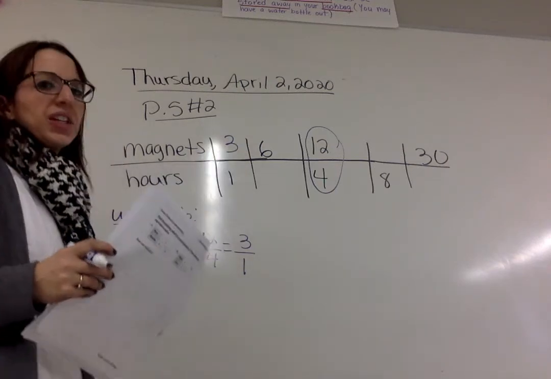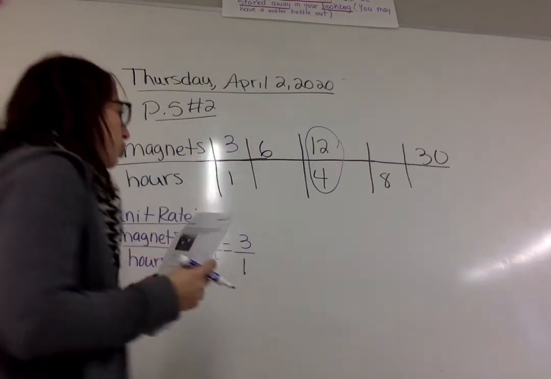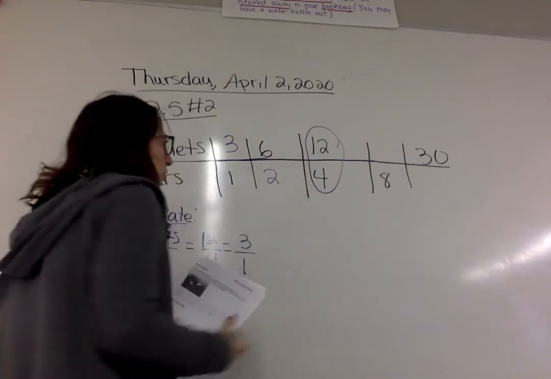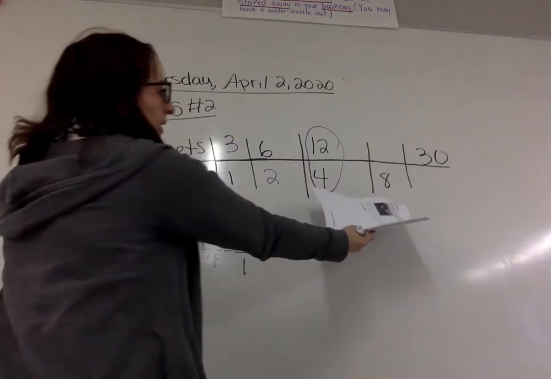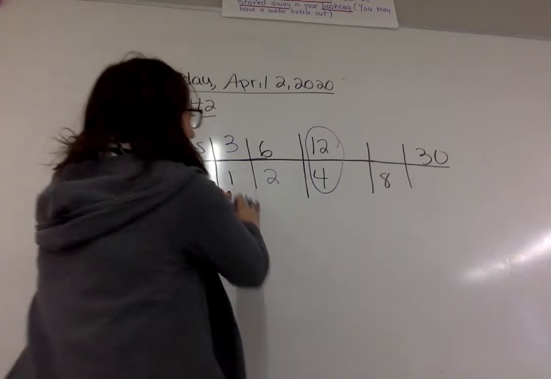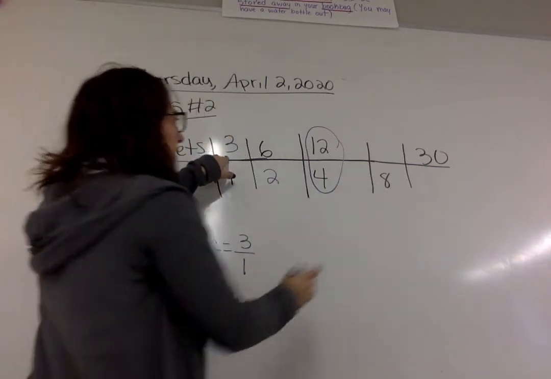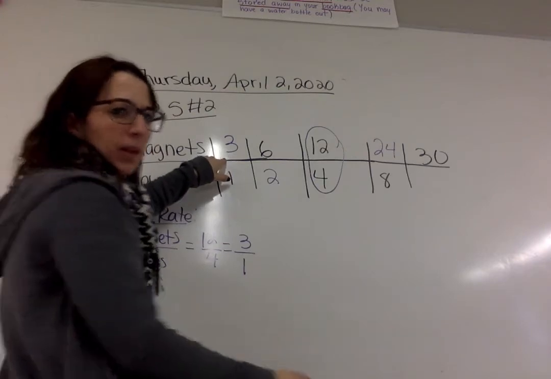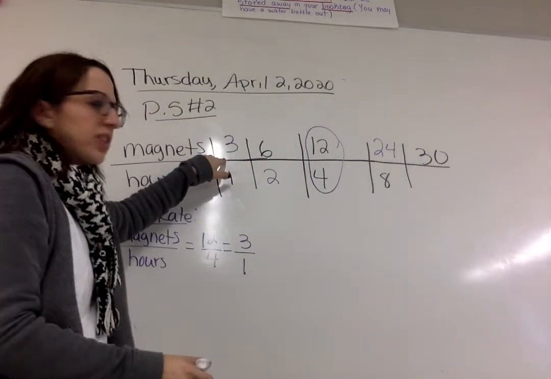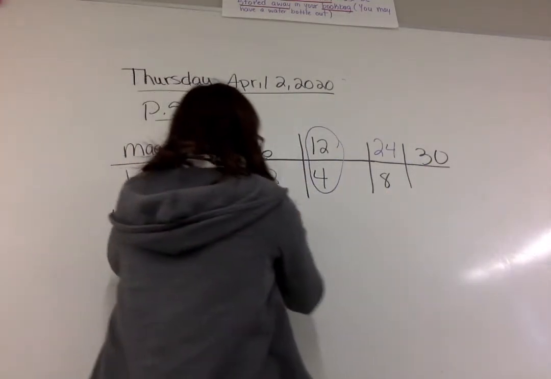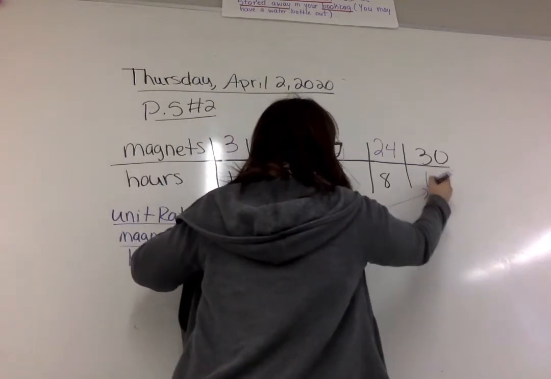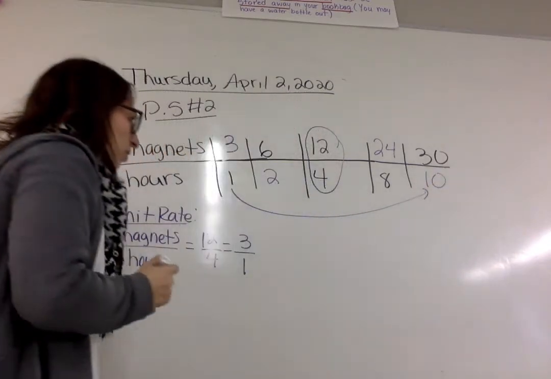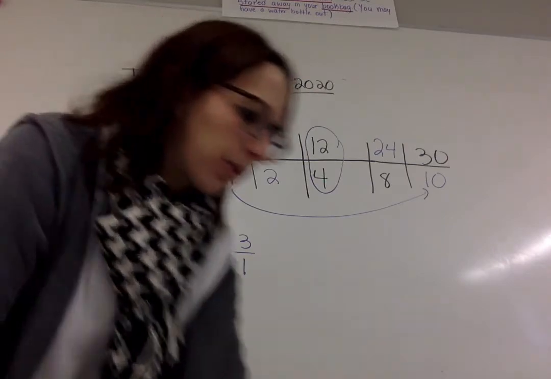3 times what is 6 is 2, so 1 times 2 is 2. 1 times what is 8? 8. So 3 times 8 is 24. 3 times what is 30, which is 10. So 1 times what gives me 10, and the answer is 10. So that is the completion of the table on page 5.